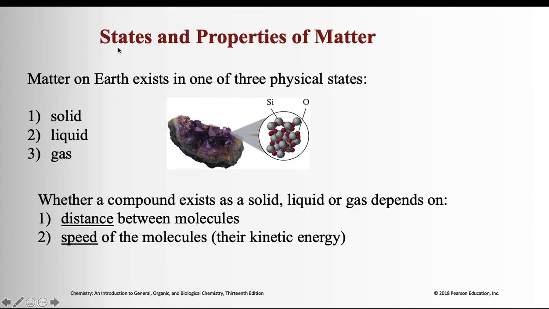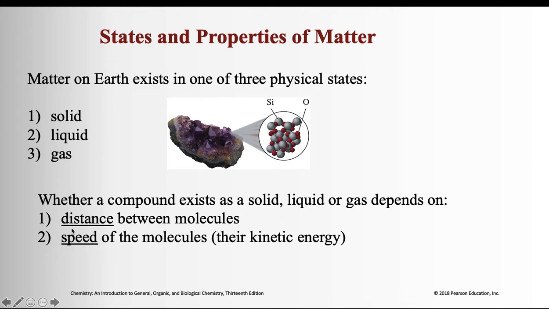Now we also talk about states and properties of matter. We all should know this because we are very familiar with it. We've experienced it in our everyday life, that matter on Earth exists in these 3 physical states. There's a 4th, but we're not going to talk about that. We have the solid phase, the liquid phase, and the gas phase. And different matter can undergo changes from a solid to a liquid, from a liquid to a gas, and back from gas to liquid, liquid to solid, depending on the temperature.